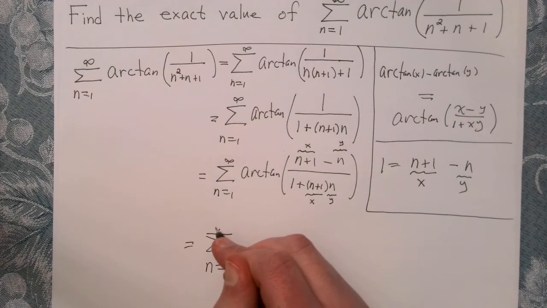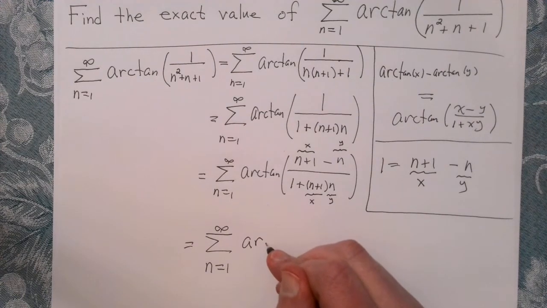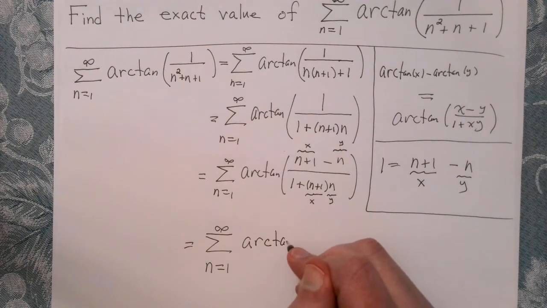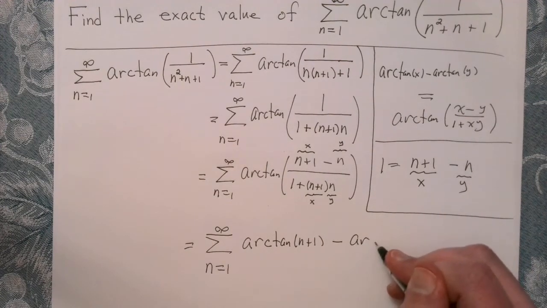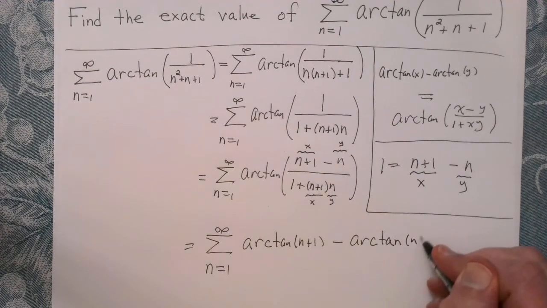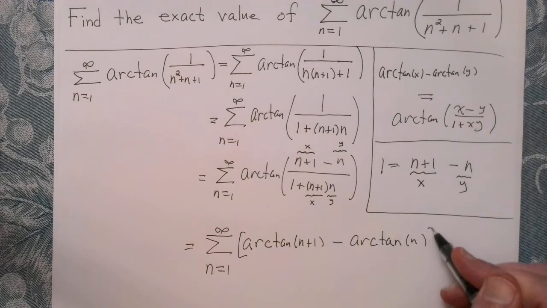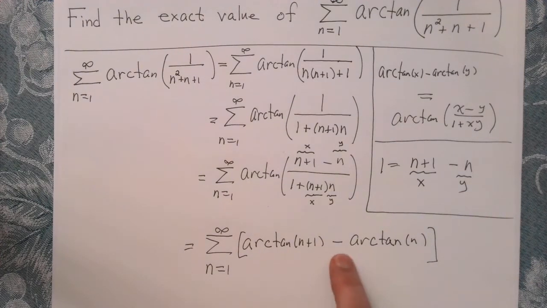Okay, so we've got the series from n equals 1 to infinity of the arctan of x, but in this case x is n plus 1, so that's the arctan of n plus 1. And that's going to be minus the arctan of n, because that's our y, right? n is our y. And I'm noticing this difference. So what I want to do is, because I'm sort of reminded of telescoping series from Calculus 2, I want to find the sum of the first n terms.